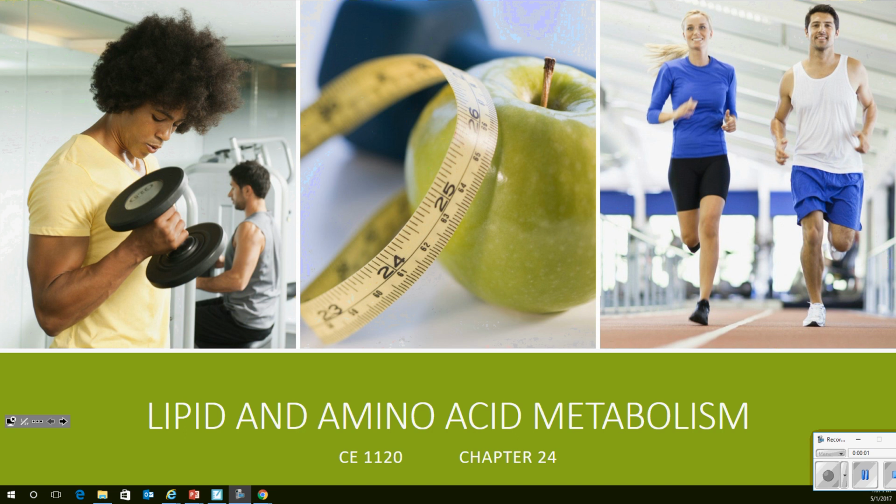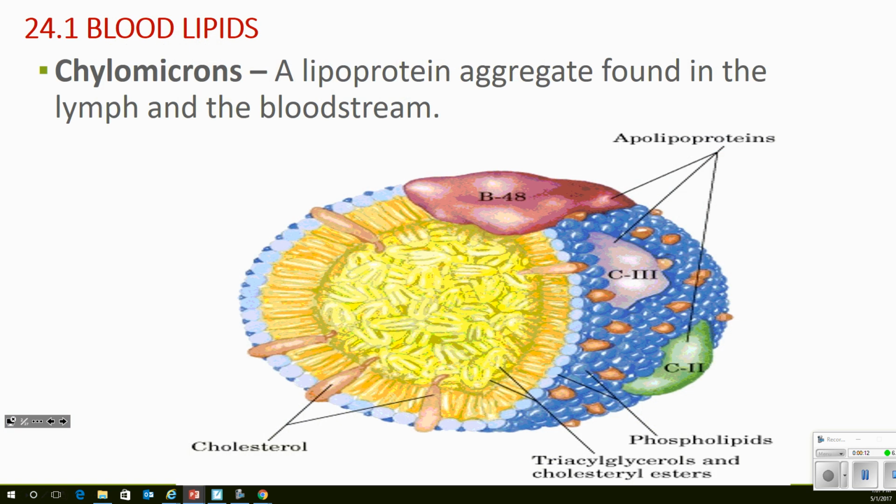Okay, so this chapter is on lipid and amino acid metabolism. Last chapter was on carbohydrate metabolism. So as we go through, we first need to know what blood lipids are.